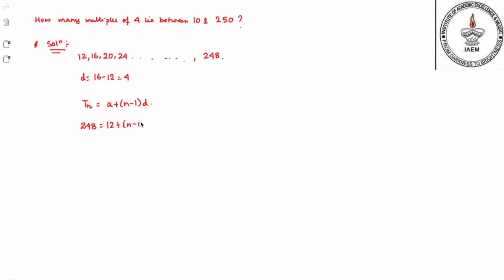N is not known to me. D is 4 because the common difference is 4. So 248 equals 12 plus (n minus 1) into D, which brings me to 236 equals (n minus 1) into 4. 236 by 4, 59 equals n minus 1, implies n equals 60. That means there are 60 multiples of 4 between 10 and 250.